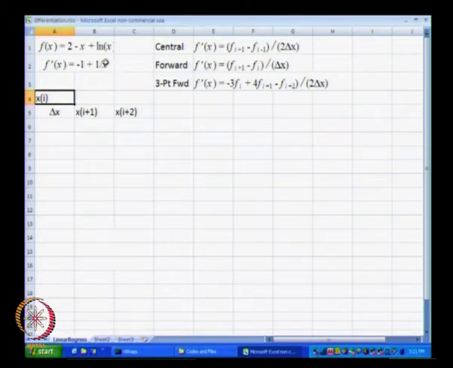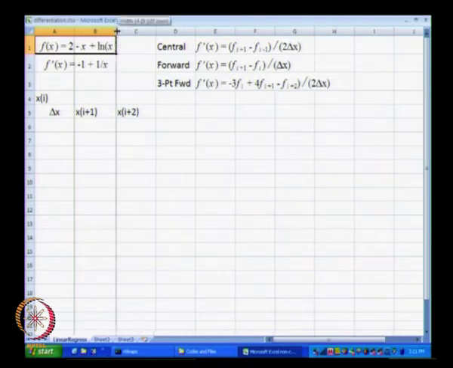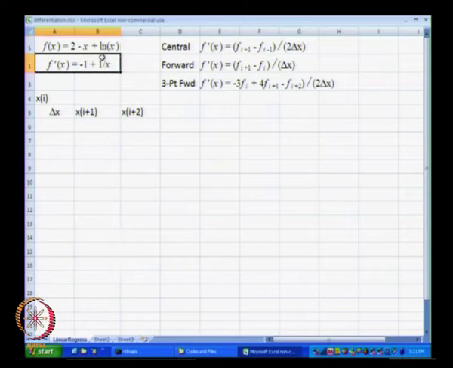We will now go to Microsoft Excel. What I have shown here is this particular f of x, 2 minus x plus ln x, and we will try to numerically derive f dash of x for this function. The analytical solution for f dash of x is minus 1 plus 1 divided by x. That is what we get if we substitute any value of xi in this equation. So we will choose our xi equal to 1.